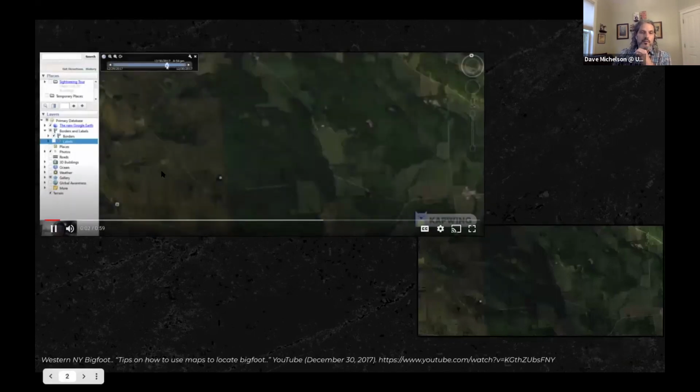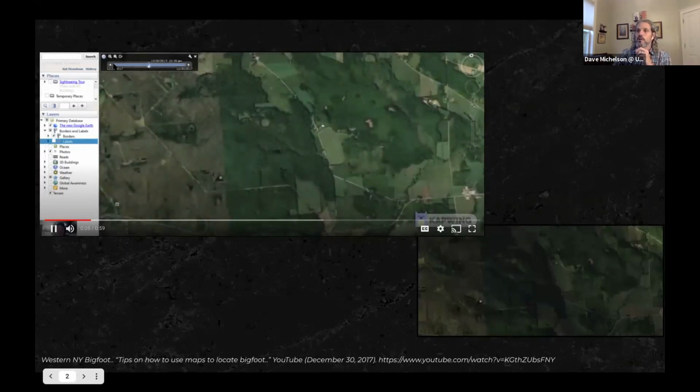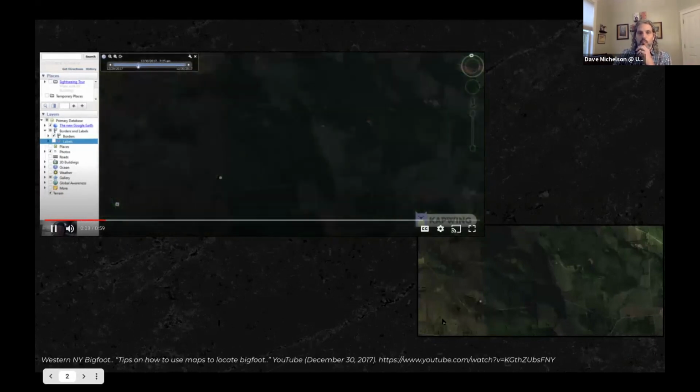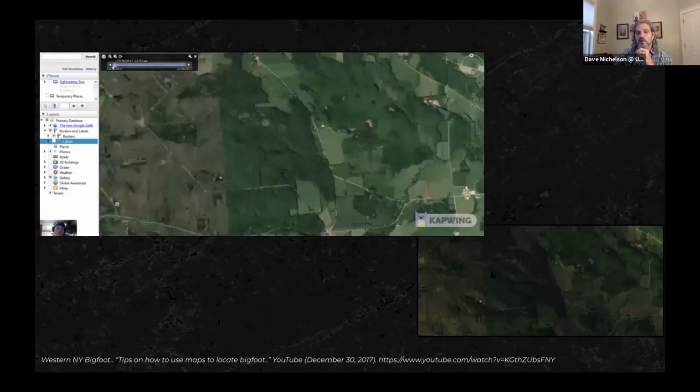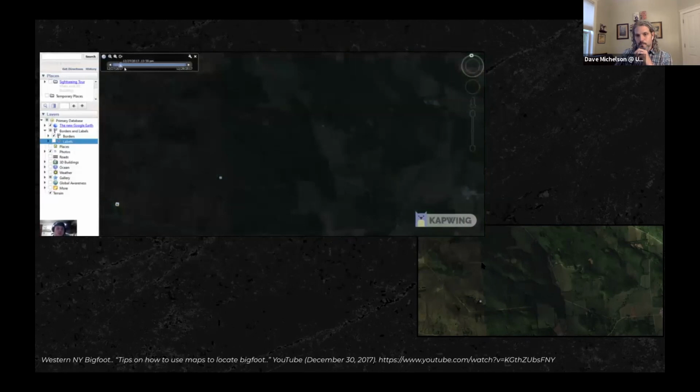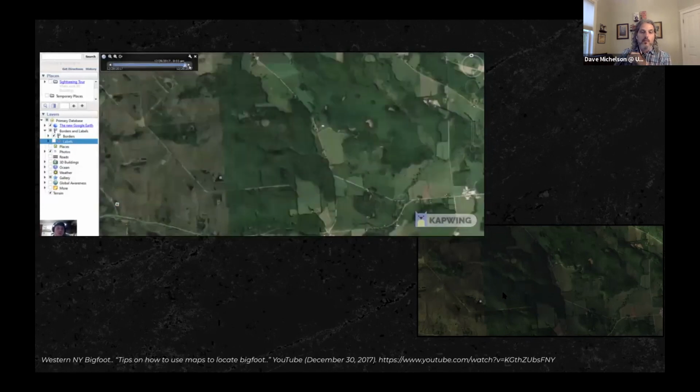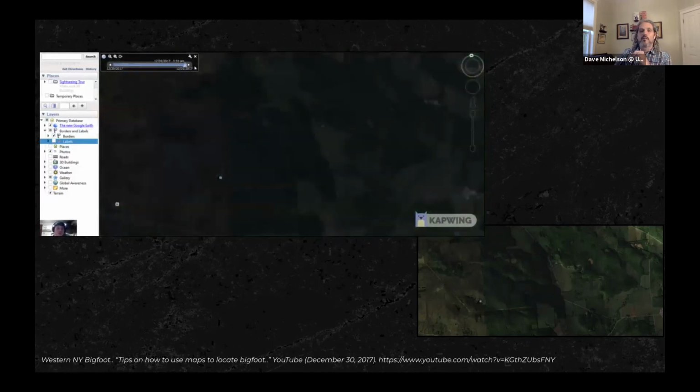This guy in this video is changing the time of day from early morning to late at night to bring out the shadows. And I have a little photo of what he's trying to do. He's trying to highlight these ridges and valleys in this forest, because he's trying to offer tips on how to locate Bigfoot habitats. And this is really important citizen science, especially with maps.